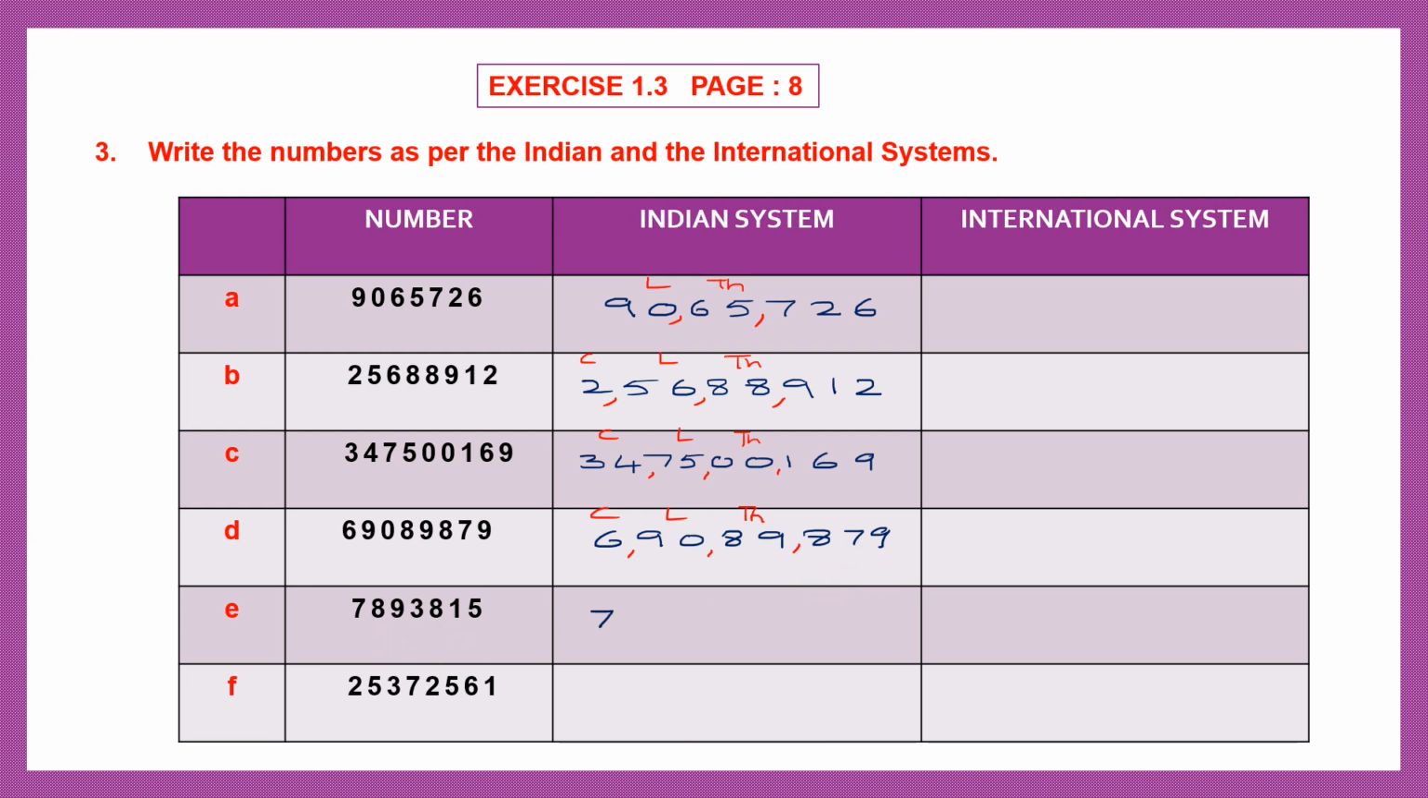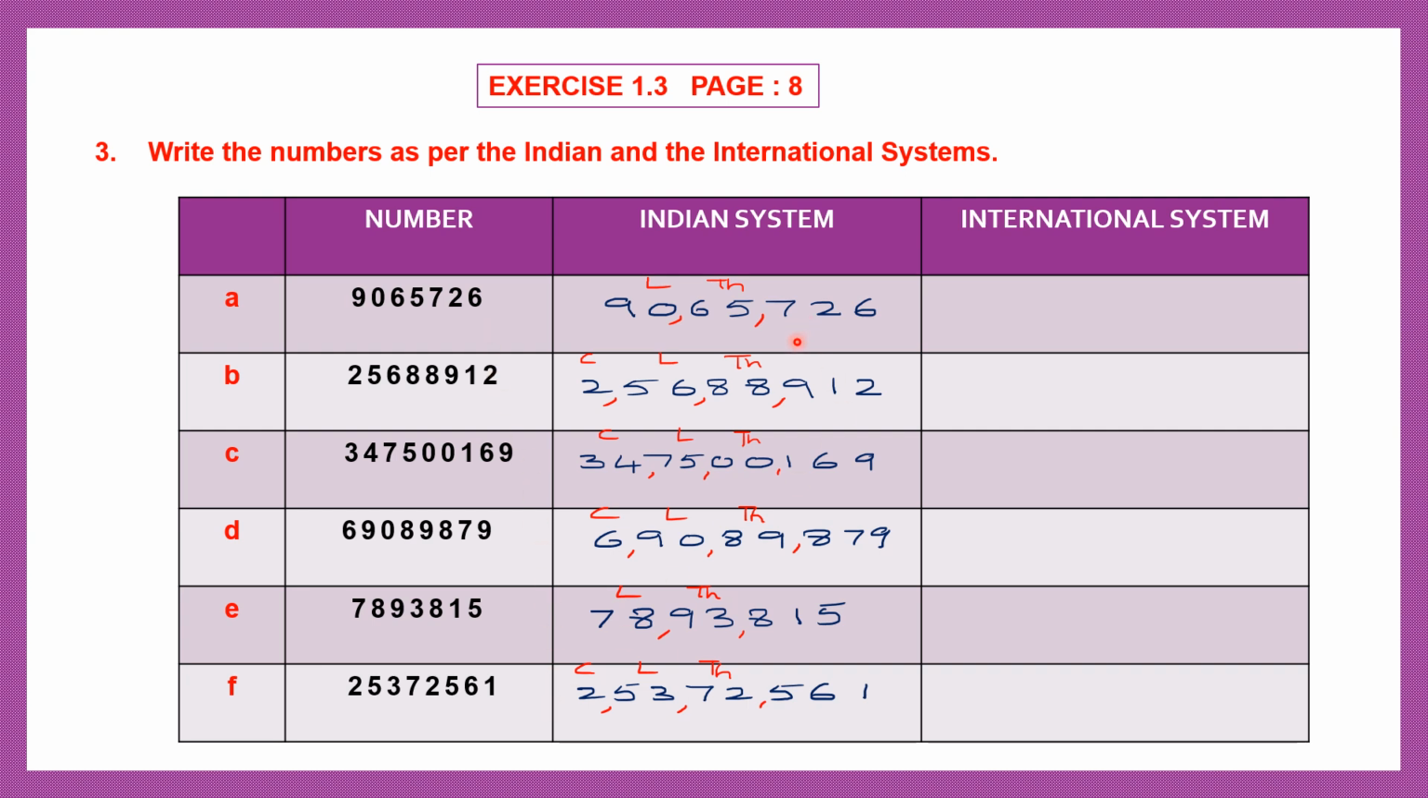Let's write down this number. So this is 7893815. So 1 2 3, let's place a comma. After that 1 2 comma. So we just have 2. So now this is 78,93,815. Let's write down this number. So that is 253725661. So here we have 1 2 3. We can place a comma. Then after every 2 digits, 1 2 comma 1 2 comma. So this is 2 crore 53,72,561.